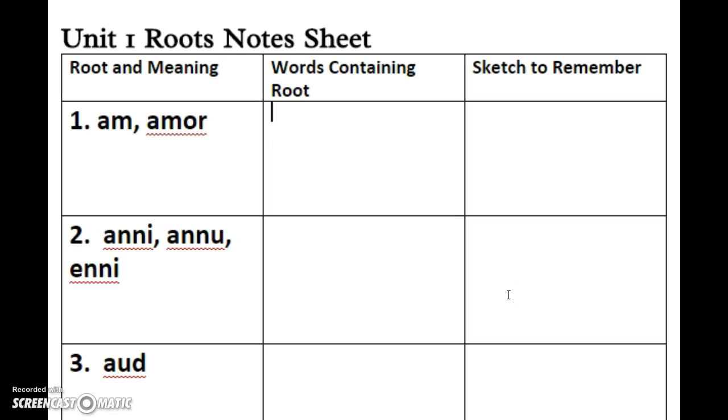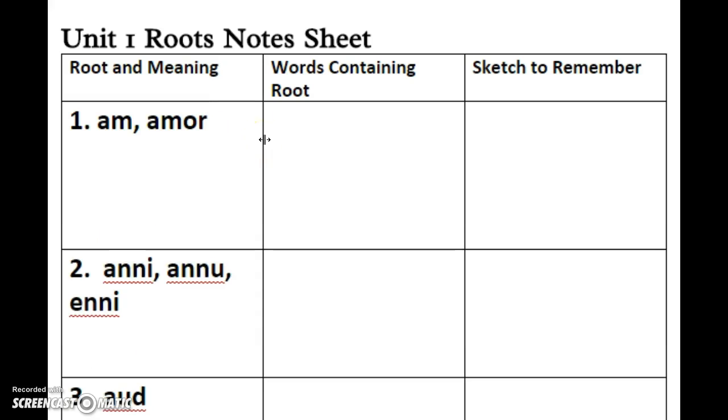Okay, so welcome to your Unit 1 Roots notes. We're going to start with root number 1. Number 1 is am, amor. So am, amor is a root that means love or liking. So you can write love, liking underneath am, amor.